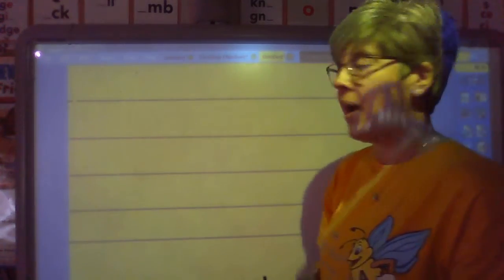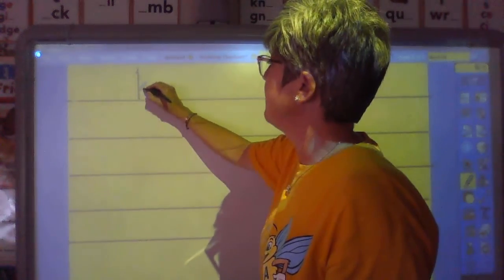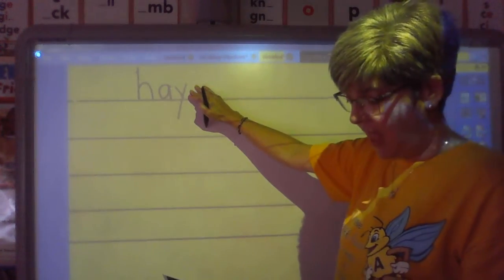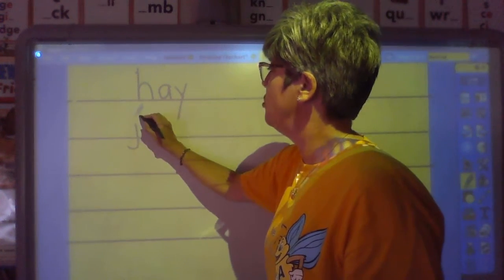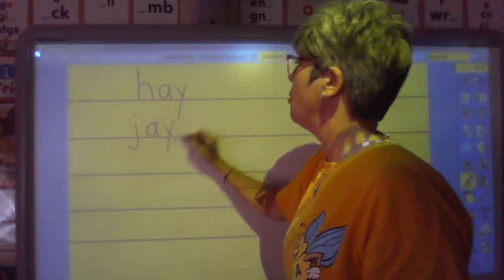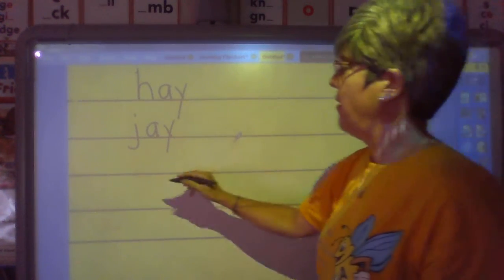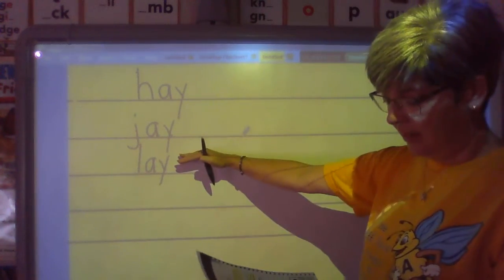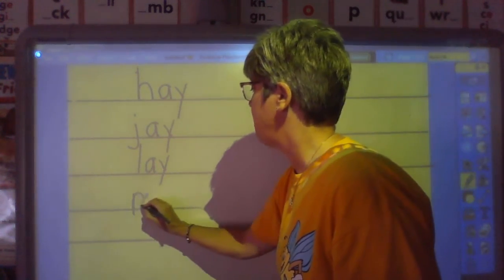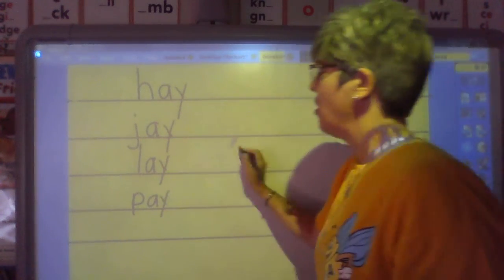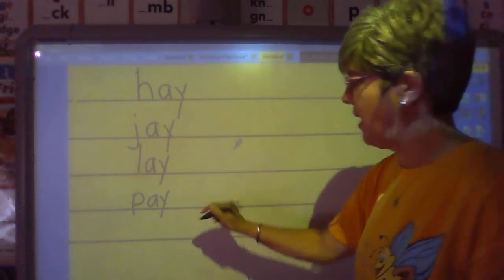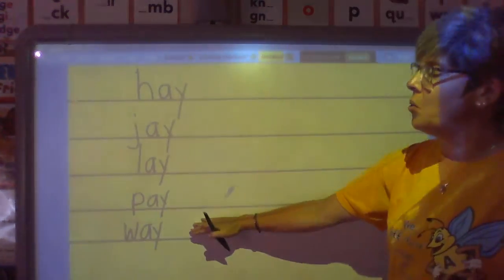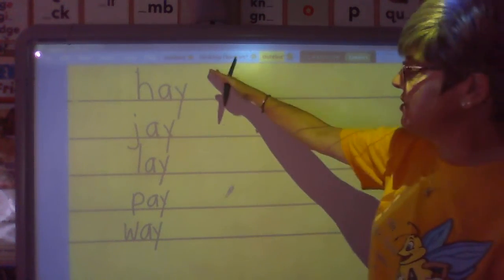So let's start with our AY word family. So as we blend, we say sound, h, sound, ay. What's the word? Hay. Sound, j, sound, ay. What's the word? Jay. Sound, l, sound, ay. What's the word? Lay. Sound, p, sound, ay. What's the word? Pay. Sound, w, sound, ay. What's the word? Way.